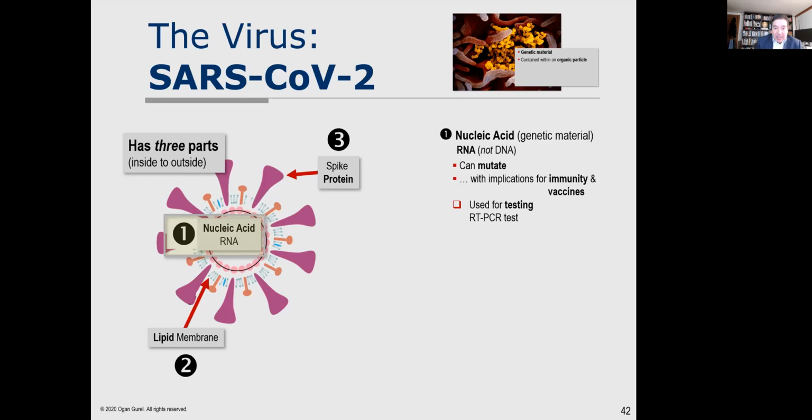The nucleic acid, as I mentioned, is RNA, not DNA. And RNA has a much greater tendency to mutate than DNA. And this has important implications, as we'll see, for immunity and vaccines. And of course, this RNA is used for the testing in the PCR test.